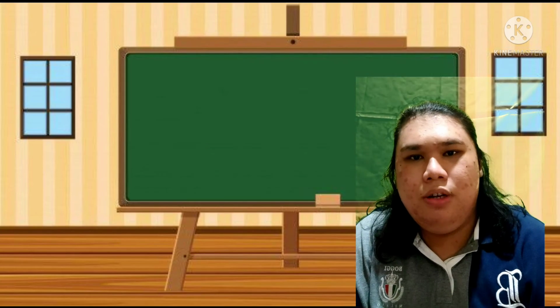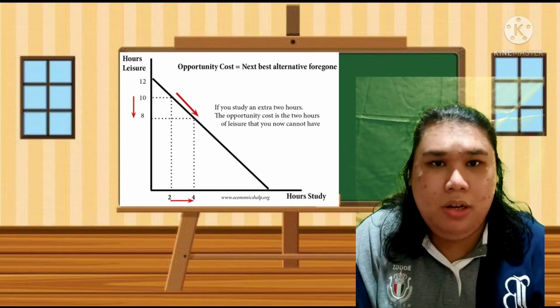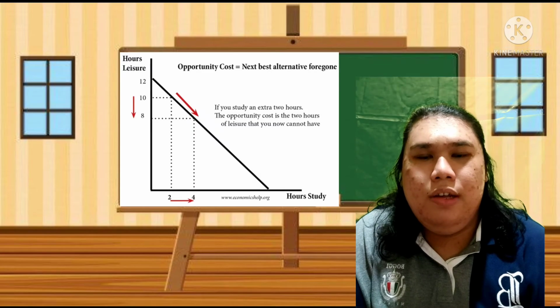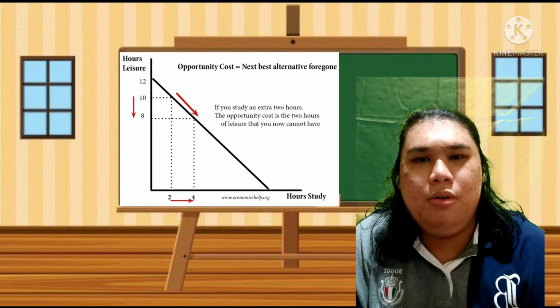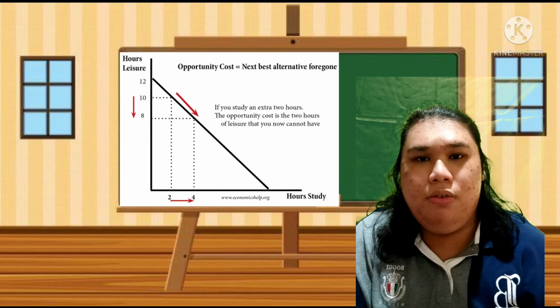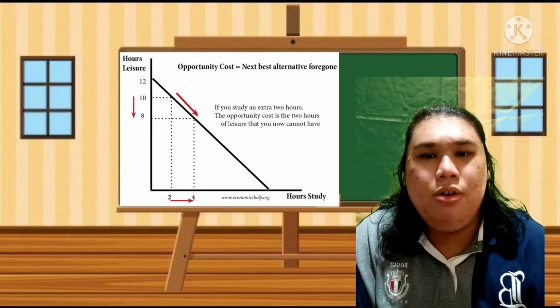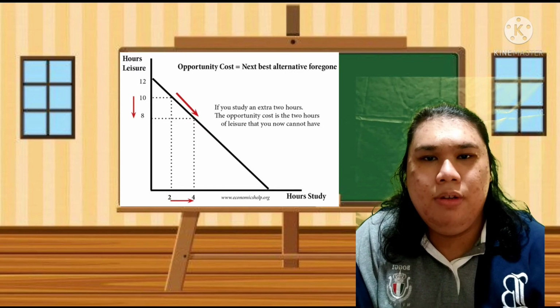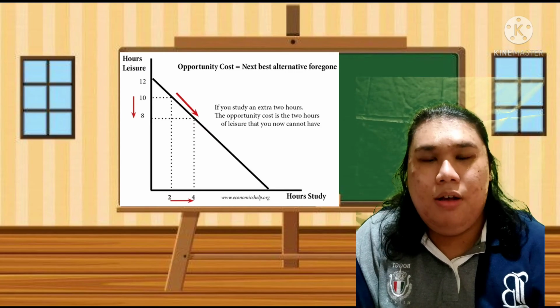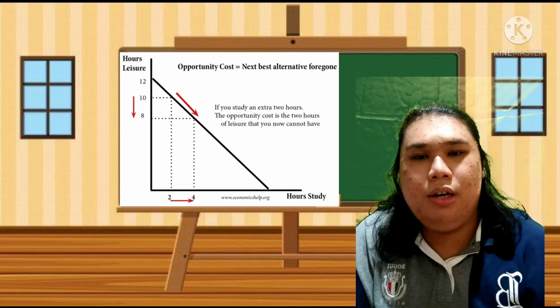So let's head to example number 2, which is much simpler. Imagine you have 12 hours of free time and you have the option to study for 2 hours or 4 hours. Let's say you choose to study for 4 hours. Now you only have 8 hours of free time. So the opportunity cost now is the 2 hours of free time that you cannot have.